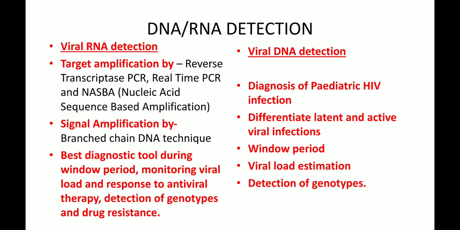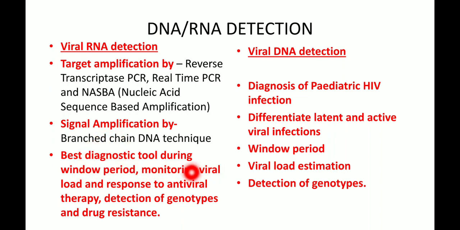Okay, please understand first that you can detect both the RNA and the DNA. And among these two, the detection of viral RNA is considered the gold standard method for confirmation of HIV diagnosis. Whenever a test is called gold standard, that means it is a very sensitive and specific method and is the best method for confirmation. So if this test is positive, definitely the person has an HIV infection.